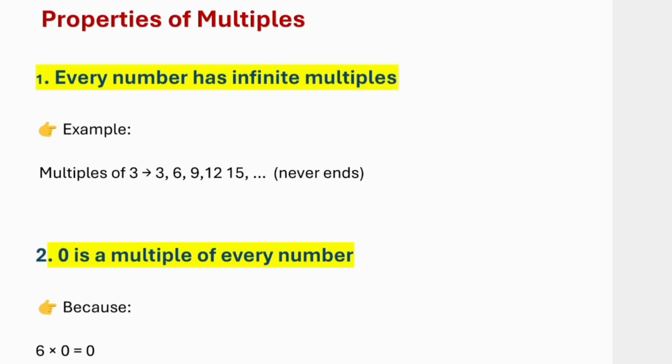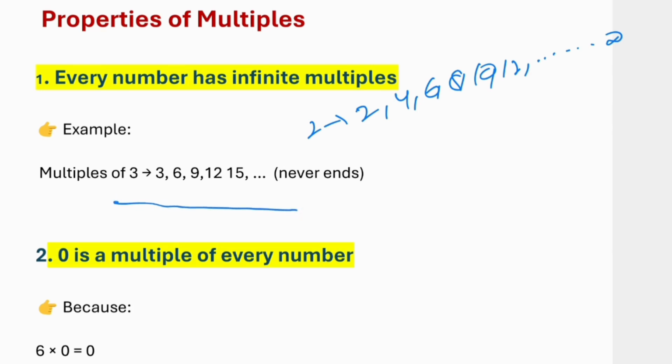First one, every number has infinite multiples. For example, the multiples of 2 are 2, 4, 6, 8, 10, 12 and so on infinitely. Also, the multiples of 3 are 3, 6, 9, 12, 15 and so on. These multiples never end. So we say every number has infinite multiples.